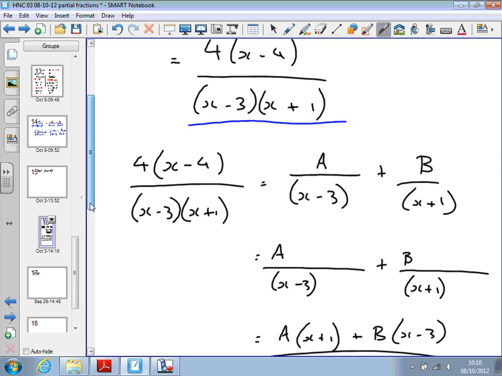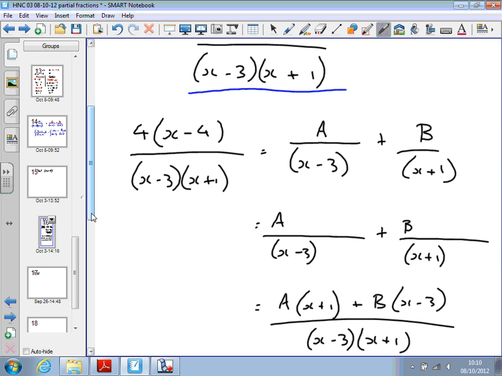So once it's factorised, we can then separate it out into a over x minus 3 plus b over x plus 1. And the rest of it is all about finding these numbers a and b. So first of all, we get the denominator the same. So I've got to multiply x minus 3 by x plus 1. So I multiply the top by x plus 1. And I've got to multiply this by x minus 3. So multiply the top by x minus 3.